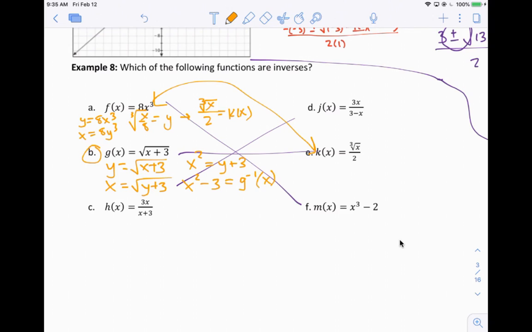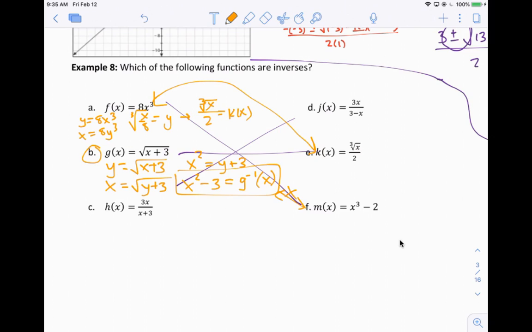It looks like they were trying to trick me with m of x there. M of x is not the inverse, pardon me, I'm having trouble talking today. The inverse of g of x. In fact, it's not even related. It doesn't look like that's going to be an inverse anywhere. So let's just go ahead and box that itself.